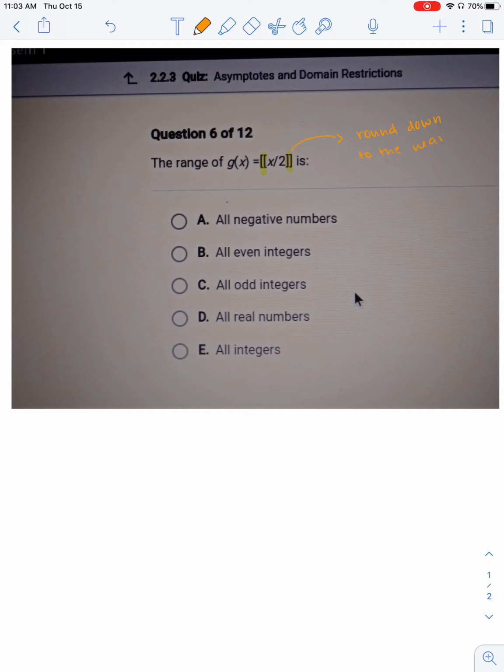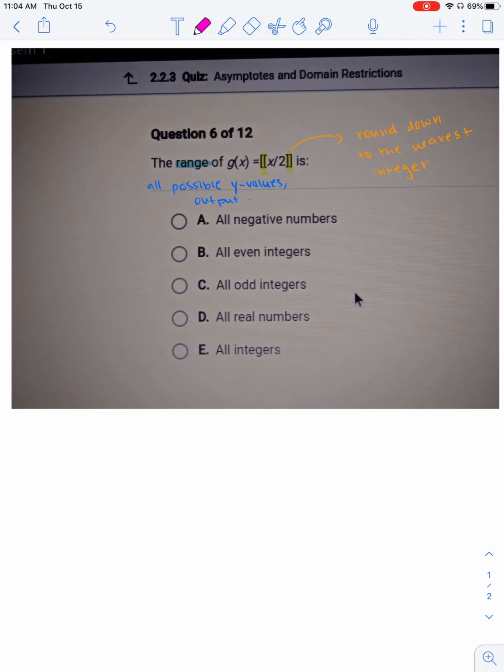to the nearest integer. And you'll see that they're not asking for domain, they're asking for range. Range is all possible y values. So let me put all possible y values, which is also the output.